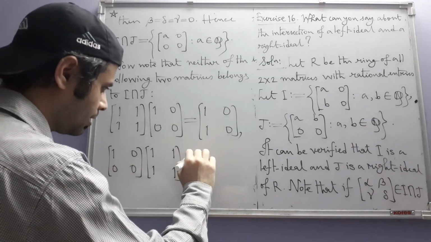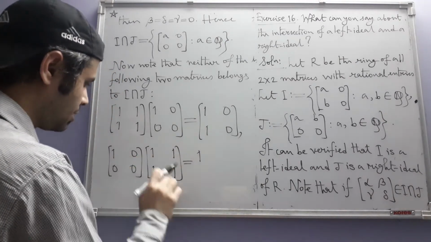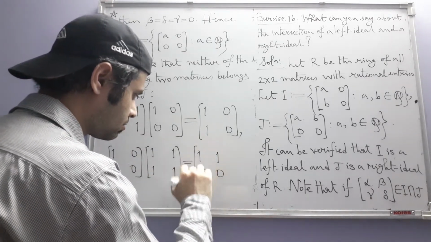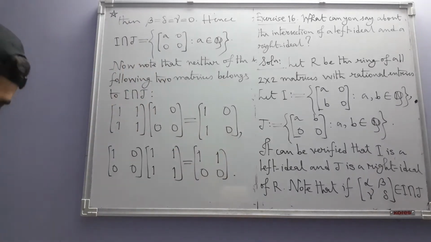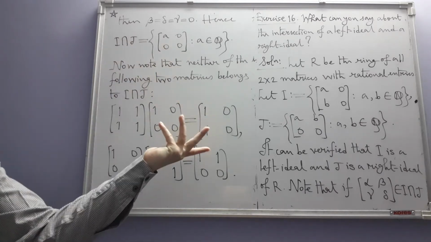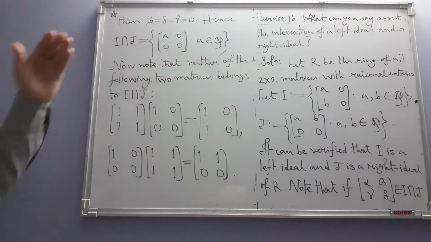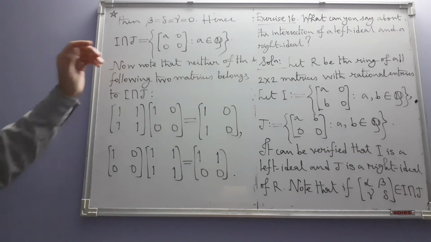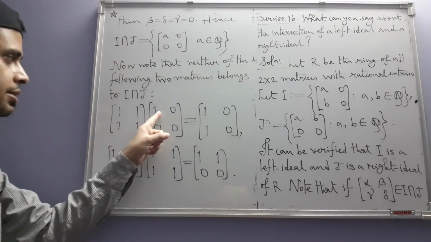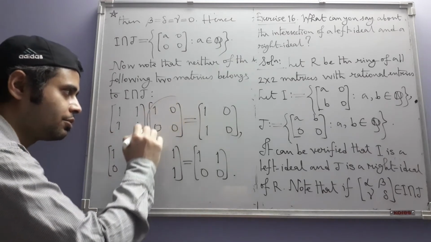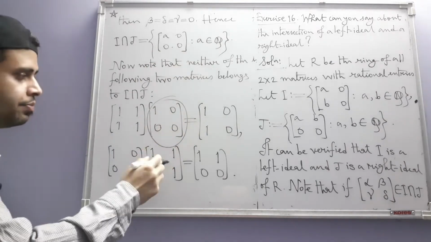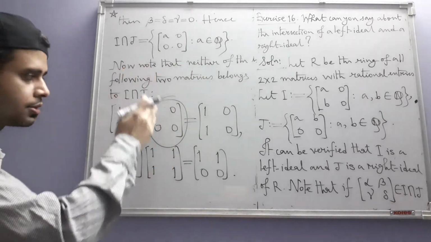One plus 0 1, 1 plus 0 1, and then 0, of course. Okay, so what we are saying here is this: I intersection J is an additive subgroup. There is no doubt about that, because I and J are subgroups of R under addition. But if we take this element from I intersection J, it belongs to I intersection J because these elements are 0. So it has the form to be in I intersection J.